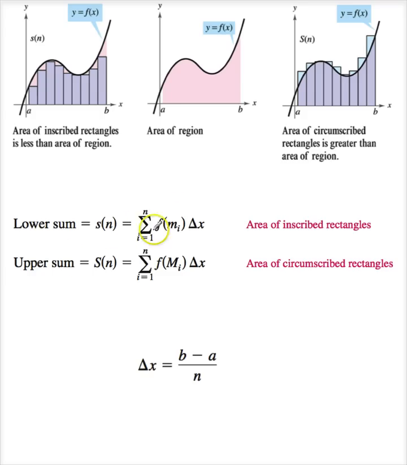Now let's talk about the lower sum. If I add up all of the inscribed rectangles, I'm going to call this my lower sum, and this is S sub n with a little s. While if I add up all of the circumscribed rectangles, that gives me the upper sum. And remember, delta x is b minus a over n.